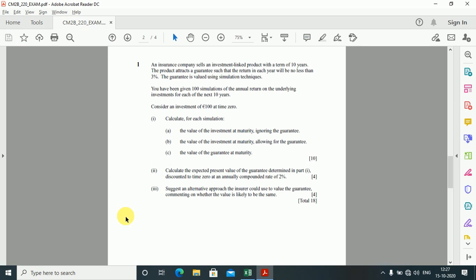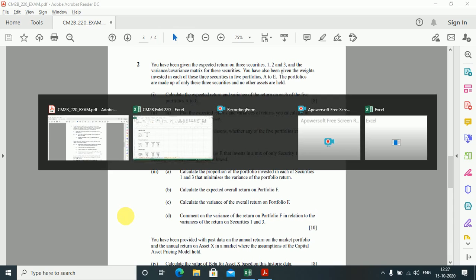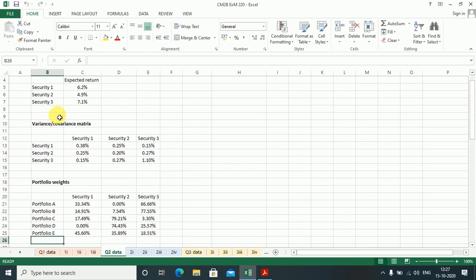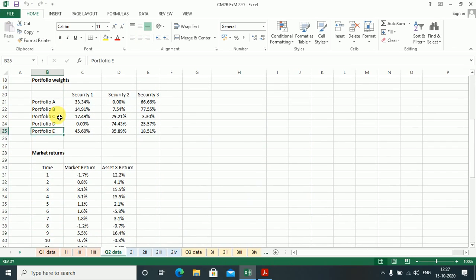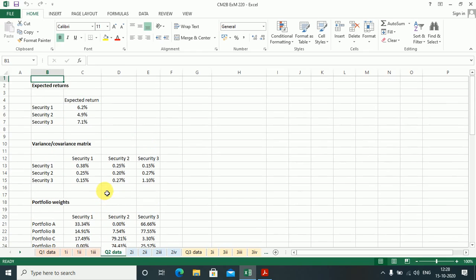For the next question, you have been given the expected return on 3 securities, 1, 2 and 3, and the variance and covariance matrix for these securities. You have also been given the weights invested in each of these securities in 5 portfolios A to E. The portfolios are made up only of these 3 securities and no other assets are held. Calculate the expected return and the variance of each of the 5 portfolios A to E. So security 1, security 2, security 3 and the market returns have been given to us, along with the weights XA, XB and XC for portfolios A to E. Now you just need to calculate.